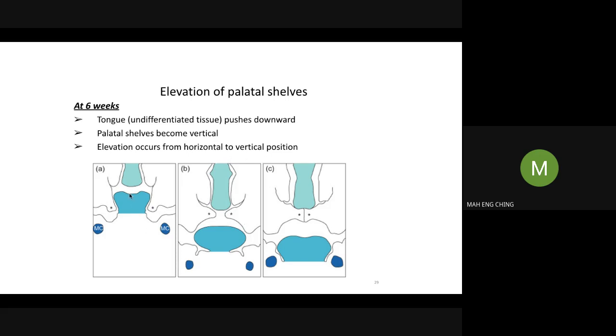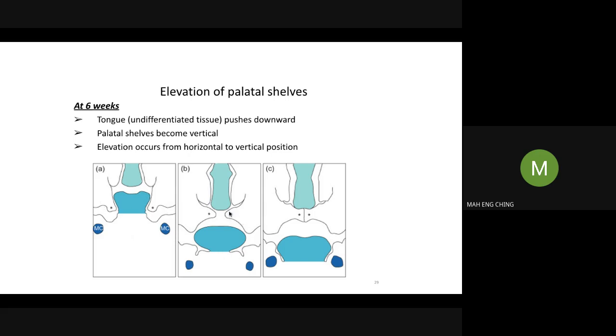So slowly the tongue, you see this blue color is the tongue, will push downward. MC is Meckel's cartilage, which is in the mandible. We'll talk about it later. So the tongue will push downward. When the tongue pushes downward, then the palatal shelves will lift upward.